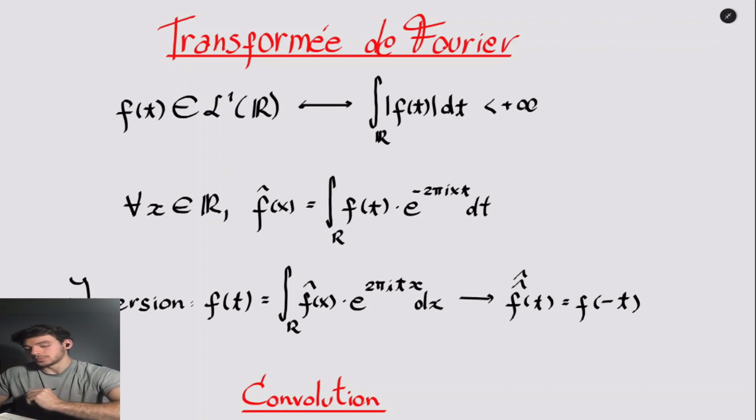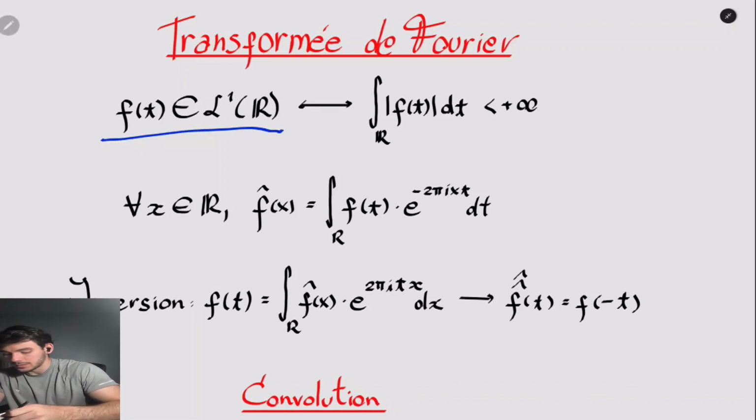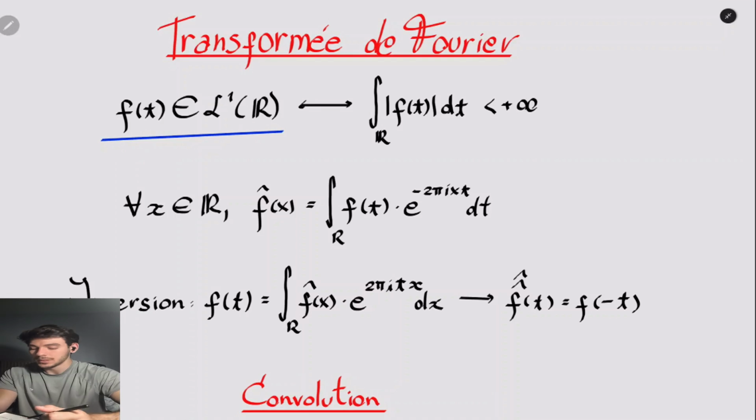Okay, so the first topic here is the Fourier transform. So what is it? Basically, you have a function and then you want to change the domain. So you're gonna go from x to t or t to x or whatever variable you choose. In order to do that, first of all, you need to be sure that the function that you want to transform is inside the space L1 of the real numbers.